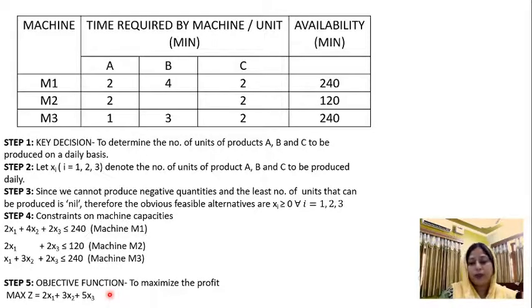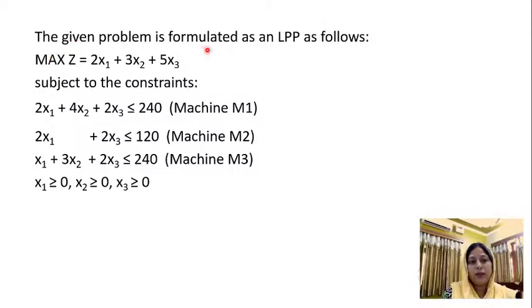So we need to maximize the profit. So finally we will write that the given problem is formulated as an LPP as follows. Maximize Z, which is the objective function. We are trying to maximize the profit subject to the constraints of the availability of the machines, machine M1, machine M2, machine M3, which we have formulated. And then these are the non-negative restrictions. x1 greater than or equal to 0, number of units should be positive, greater than or equal to 0, since we cannot produce any negative quantities.